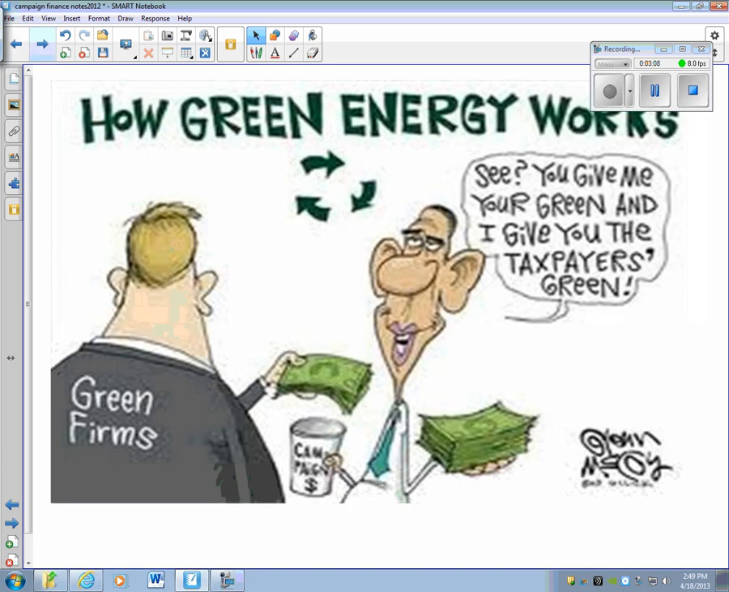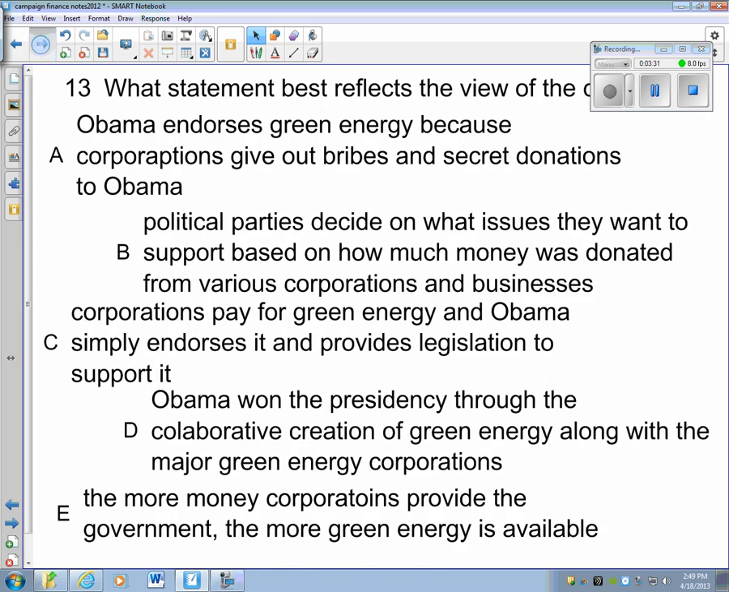Another Obama question. Green energy. You might remember he took some heat for backing a company called Solyndra a few years ago. So you give me the green and I'll give you the taxpayers' green. So why do people contribute money to President Obama? What do they want? They want some kind of subsidy or some kind of government benefit in return. Same thing happens with the Republicans.